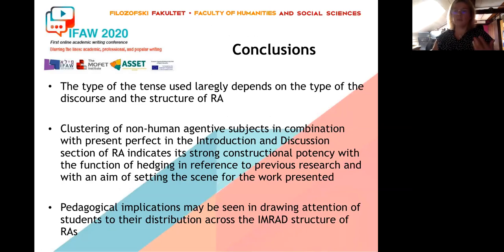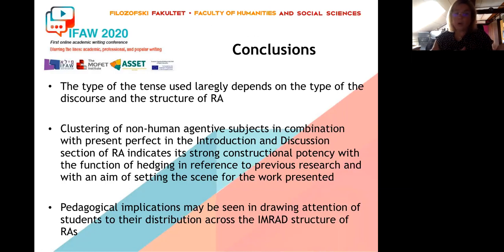So as a conclusion, which we will hopefully elaborate in our written version, the type of the tense used in research papers largely depends on the type of the discourse and the structure of the research article, according to the IMRaD structure. And clustering of non-human agentive subjects in combination with present perfect in the introduction and discussion sections indicates its strong constructional potency with the function of hedging in reference to previous research, and with the aim of setting the scene for the work presented.